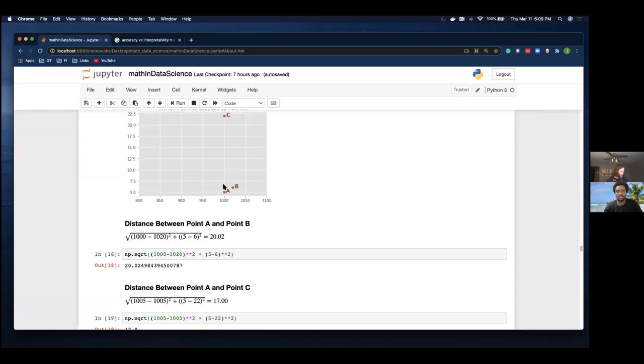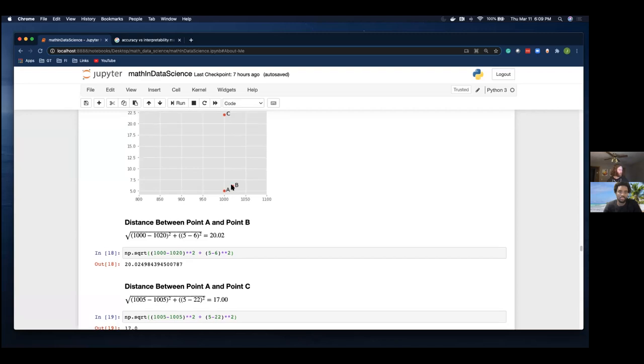But we make it a right triangle. So if you go straight up and straight over, that's a 90-degree angle right there. So straight up, straight over, will be a 90-degree angle.